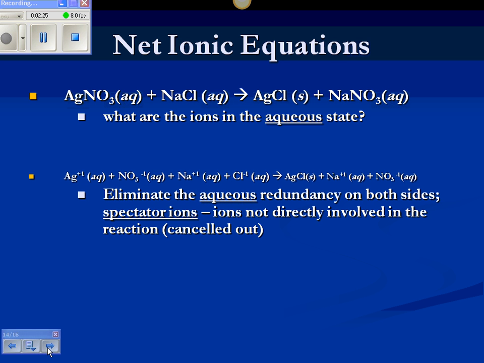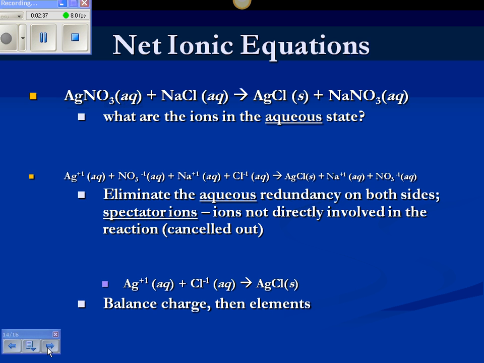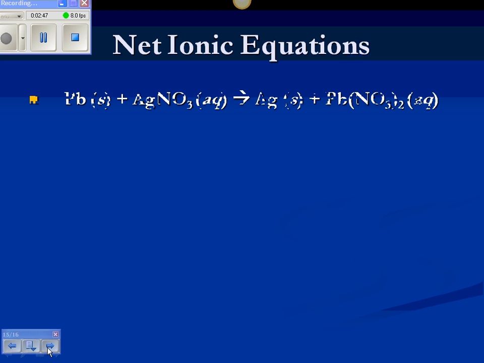Then we're going to eliminate those redundant ones. We call those spectator ions. We're going to cancel those out and then basically condense down. We'll balance according to charge on both sides and then balance according to elements. So basically a net ionic equation is saying, okay, all the other garbage aside, what are the essential things to make this solid or gas or whatever the point is? Let's take a look at an example of how we'd use this.